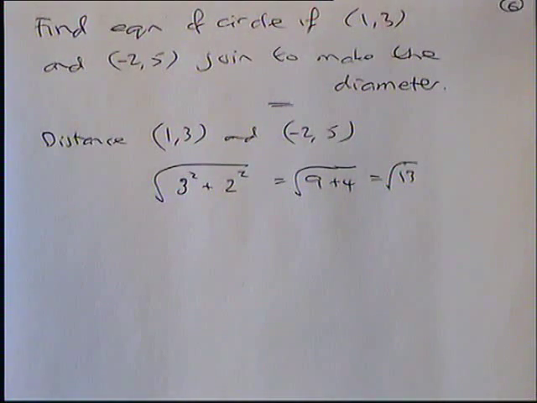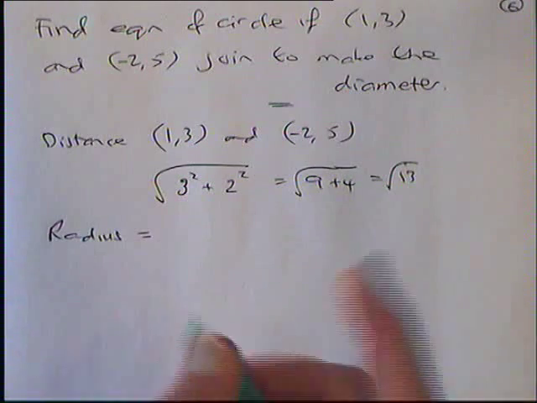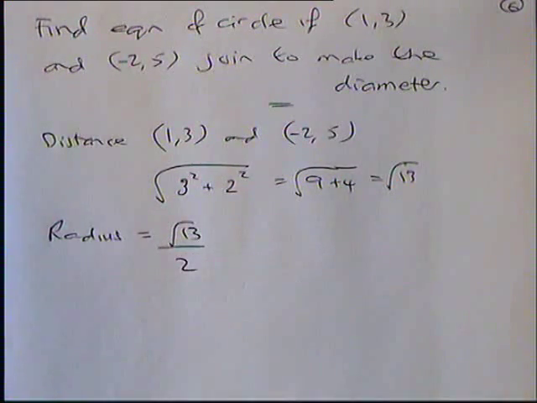Why did we do this? Because that's the distance between the two points, so that's the diameter. So we can find the radius. What will the radius be? Half root 13. Yeah, it'll be half of the diameter. So the radius is root 13 divided by 2.